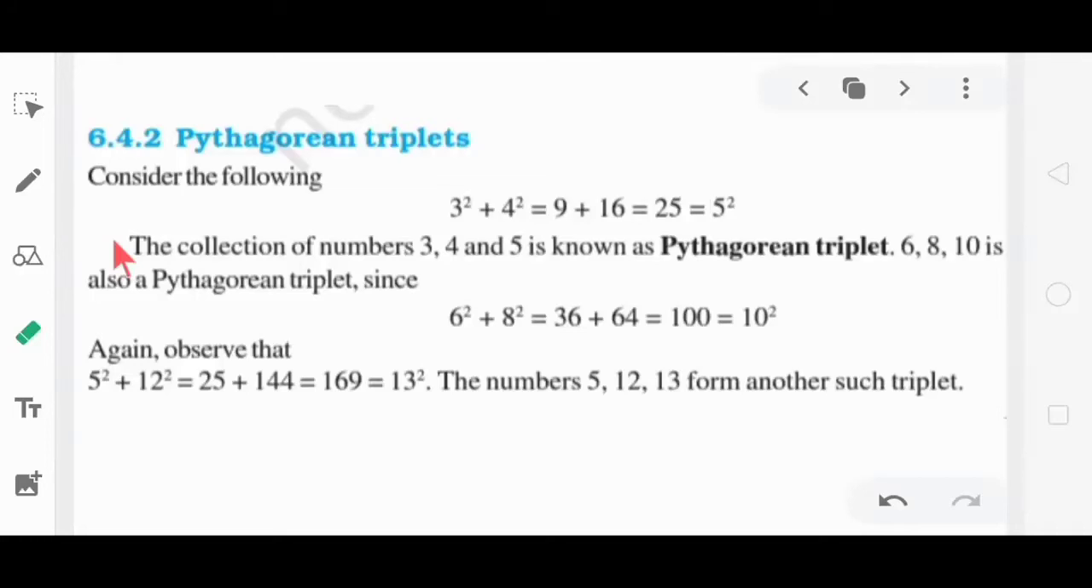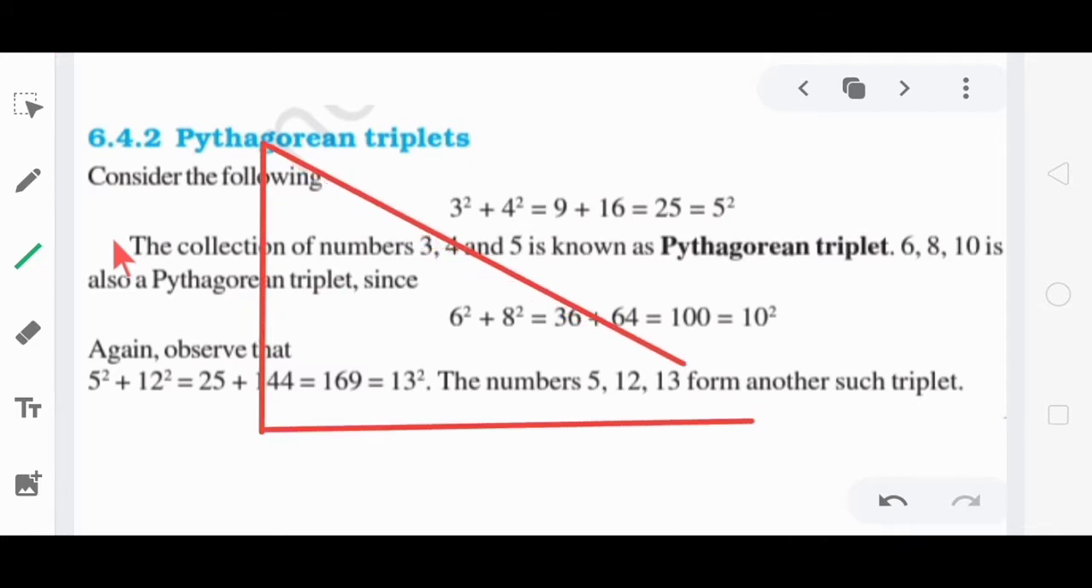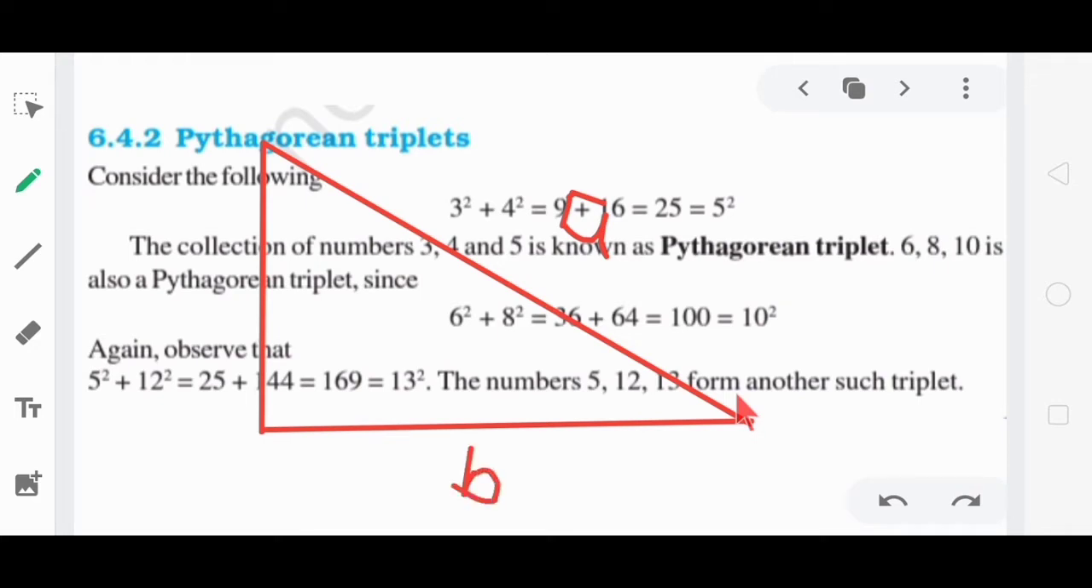Now we have Pythagorean triplets. What is this? Actually, in a right angled triangle, the longest side is known as hypotenuse. This is the longest side and this is called hypotenuse. If its length is a, and the other two sides, which are known as legs, have lengths b and c.